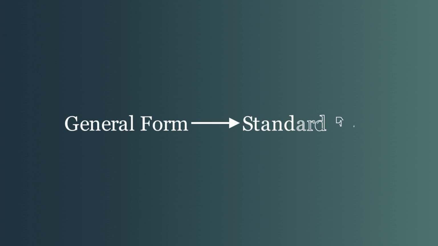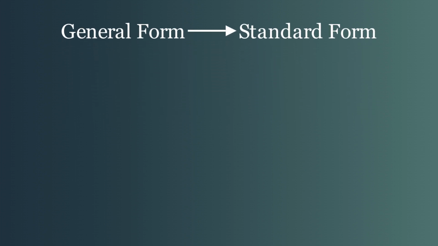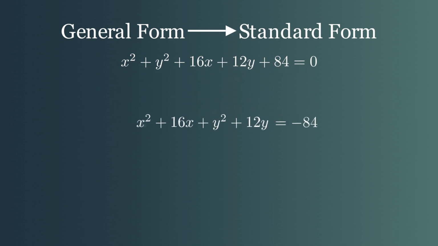Now, did you know that this equation in its general form can also be turned into its standard form? Step number 1. Arrange the given. Let us arrange x squared plus y squared plus 16x plus 12y plus 84 equals 0. Let us group the x and y variables. X squared and 16x must be written beside each other. We can simply repeat this process and group y squared plus 12y. Next, transpose the positive 84 to the right side so it will become negative 84. Now we have x squared plus 16x plus y squared plus 12y equals negative 84 after arranging it.